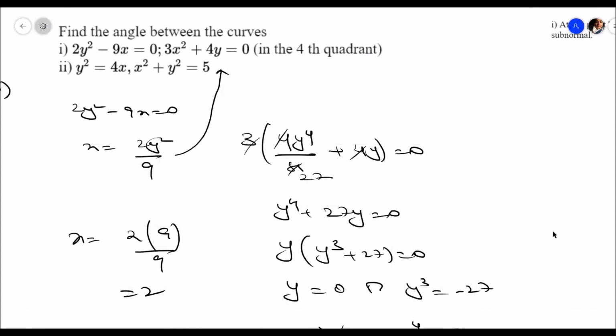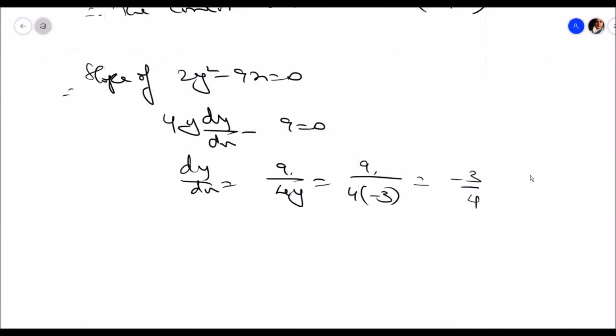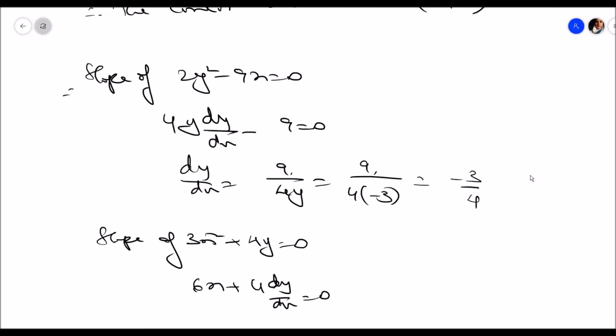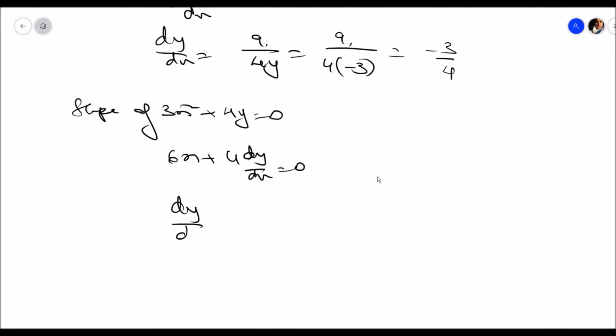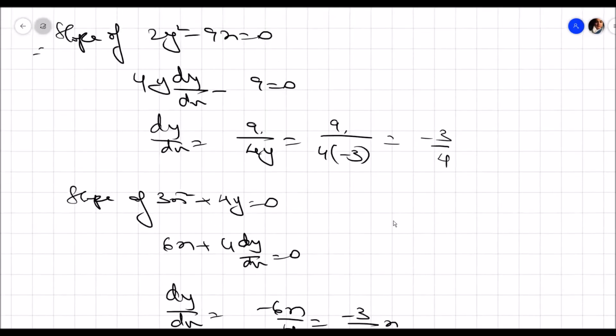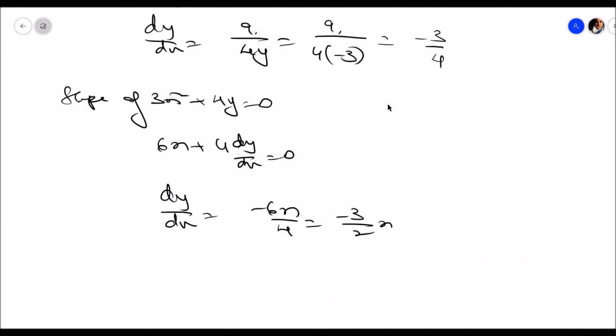Again, 3x square plus 4y is equal to 0. So I'll have to differentiate it. Slope of 3x square plus 4y equal to 0, giving me 6x plus 4 dy by dx is equal to 0. Further, dy by dx is nothing but minus 6x by 4, which is minus 3 by 2 into x. At which point? At 2 comma minus 3. So I'll put x is equal to 2. So that is minus 3 by 2 into 2 is equal to minus 3. Right? So I have slopes.